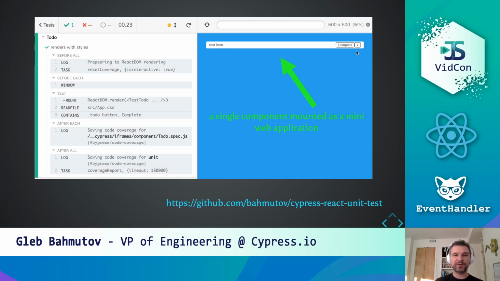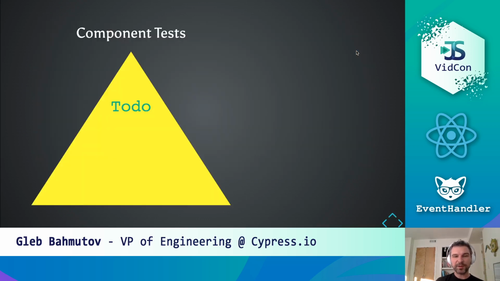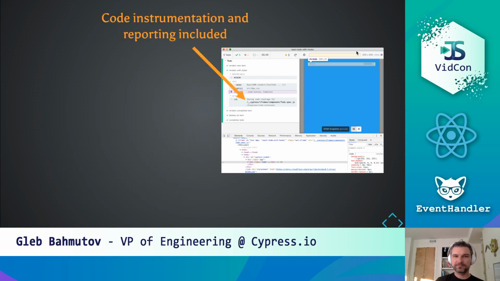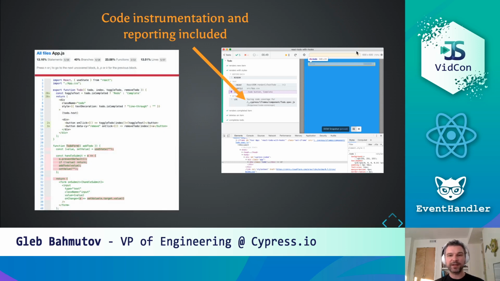You can still open a browser, you can use DevTools, you can look at commands in the command log, you have the time traveling debugger and so on. But now you're working with a single component. As you can see, even styles look the same. So component tests say, well, I want to work with to-do in a full browser. And our library already, because it hooks into Webpack for React in order to load everything correctly, already instruments the code on the fly and reports results. So you can literally exercise the component by itself and know how much you covered in that component right away.